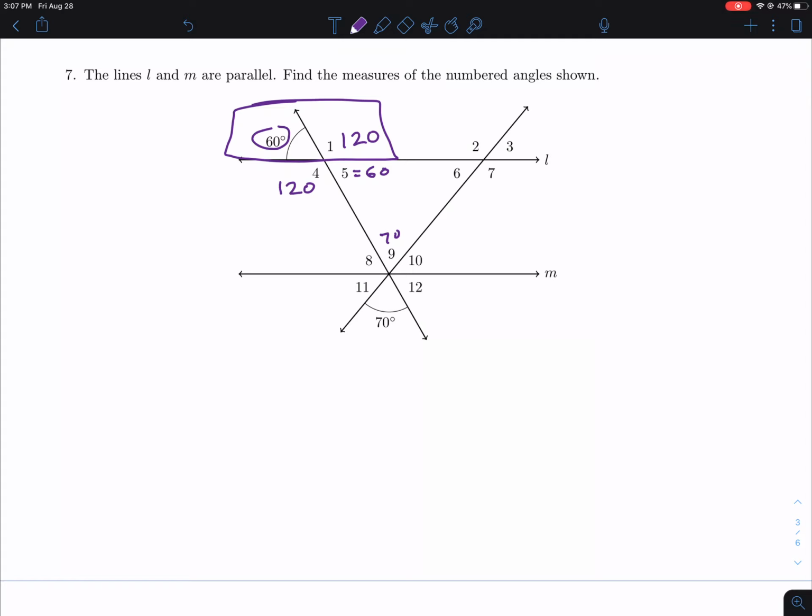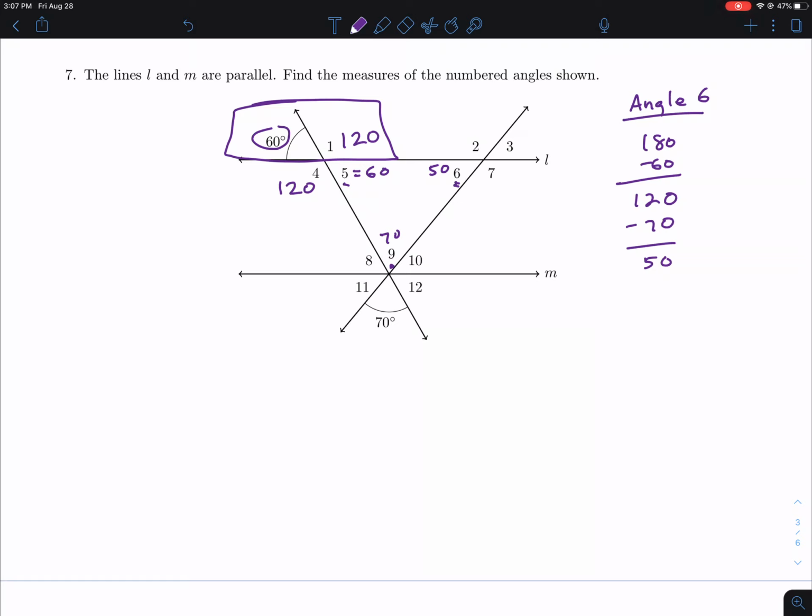So from here, I'm actually going to jump over and get angle 6 next. Because if I notice, I've got a nice little triangle that contains angles 5, 6, and 9. And since I know two of the angles, I can figure out the third angle. So I can get angle 6 by doing 180 minus 60, which is 120, and then minus 70 gives us 50. So in this case, angle 6 is 50.